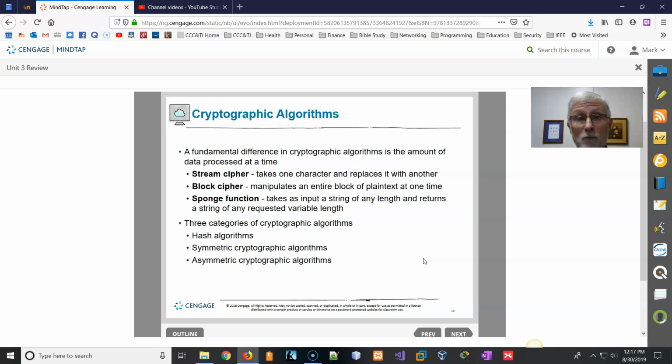There's a stream cipher, which takes a character and replaces it with another. There's a block cipher, which manipulates an entire block of plain text one at a time. And then there's a sponge function, which takes an input string of any length and returns a string of any requested variable length. So those are three different types of algorithms that we can provide. Now there are three categories of the different algorithms: hash algorithms, symmetric and asymmetrical algorithms.